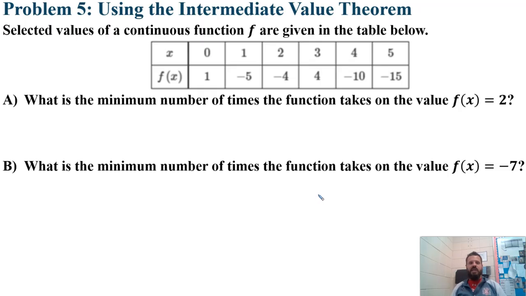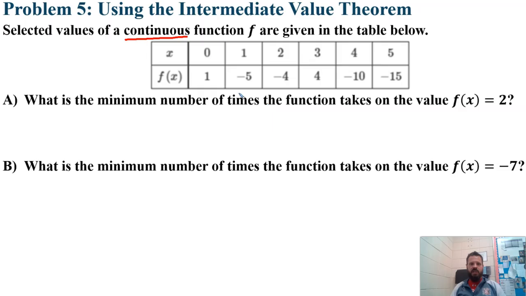Let's take a look at how the intermediate value theorem could show up for us on an AP exam. Here's an example of something you could see on the multiple choice portion of the test. Problem 5 says, selected values of a continuous function f are given in the table below. So we have values for x and f of x. And the reason we're able to apply our intermediate value theorem here is because it says it's continuous. So in other words, if I plotted these points, we could think about connecting the dots. Problem A says, what's the minimum number of times the function takes on the value f of x equals 2?